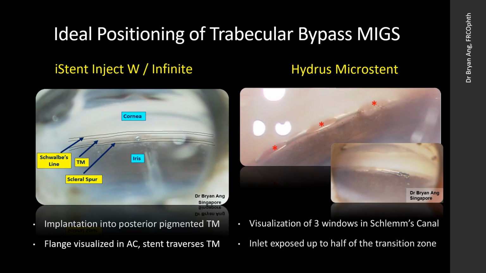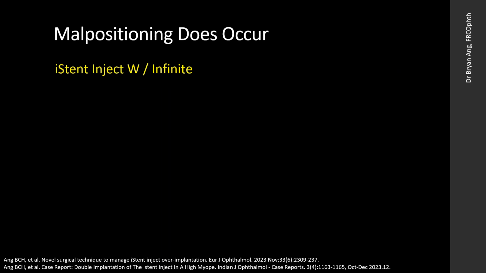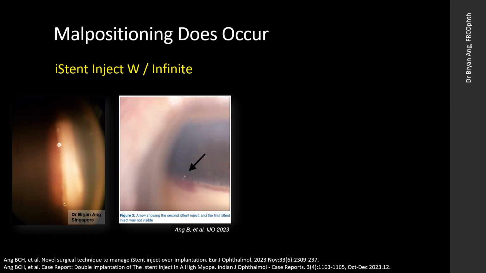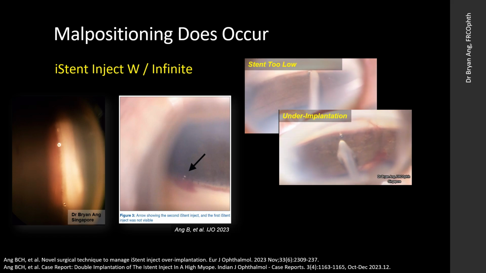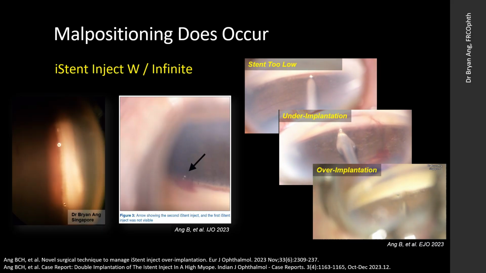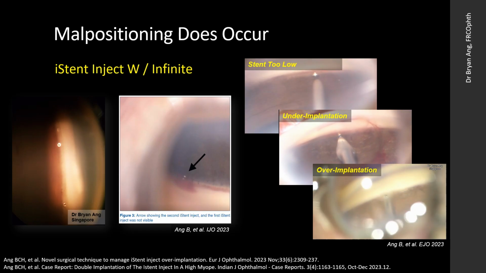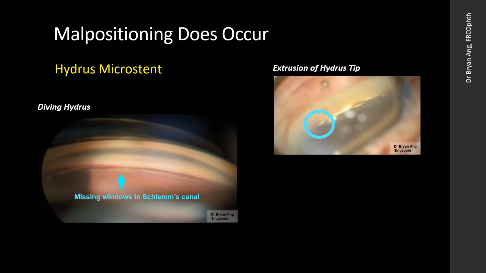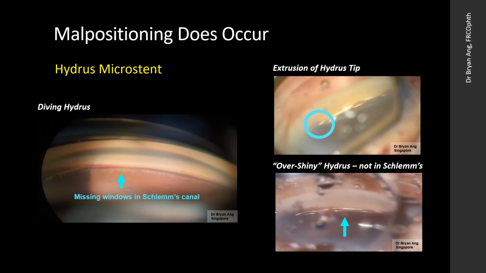However, malpositioning can and does occur. With the iStent devices, the stents may be too low or too high above the posterior pigmented trabecular meshwork, or under or over implanted. The stents would have to be repositioned to ensure good outcomes, and these are some ways in which we can manage these scenarios intraoperatively. For the Hydrus Microstent, similarly, the stent may dive or dip below the Schlemm's canal, or the tip of its distal window may extrude out, or the entire stent may not even be placed in the angle at the initial implantation attempt.